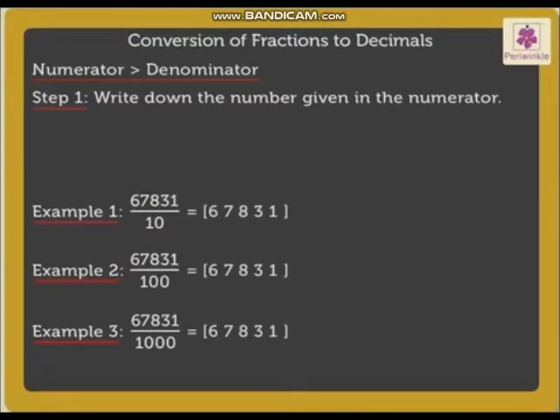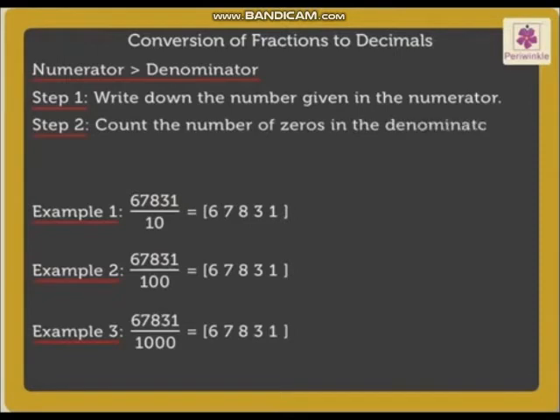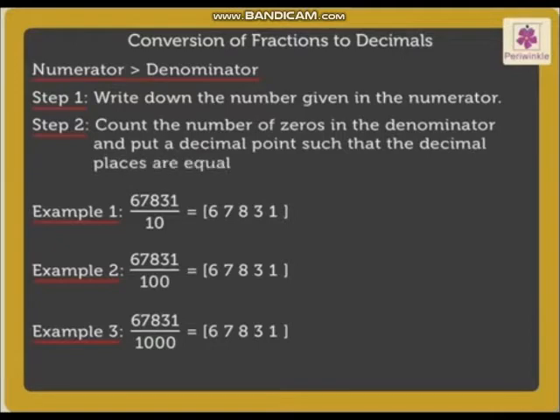Step number 2 is count the number of zeros in the denominator and put a decimal point such that the decimal places are equal to the number of zeros. So in the first one, 67,831 divided by 10. So in 10 there is only one zero. So we are going to put a decimal point before one digit only from right to left. So according to this 10, we are going to put decimal point before 1. Then the answer will be 6783.1.